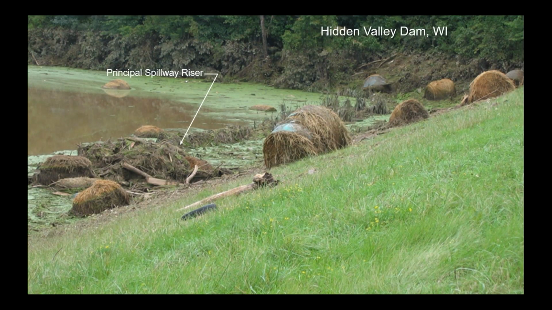And then moving on, not just to the principal spillways, this was a case in Wisconsin where there was a flood and the farmer had placed all of his hay bales along the shoreline. Then the flood carried all of these hay bales, floated them into the reservoir. And the first thing they did was plug the principal spillway riser. You can't even see it. It's completely covered with hay bales.